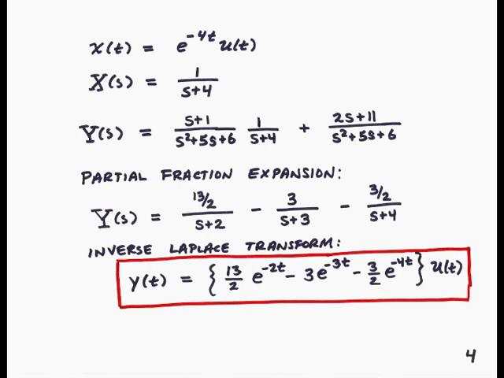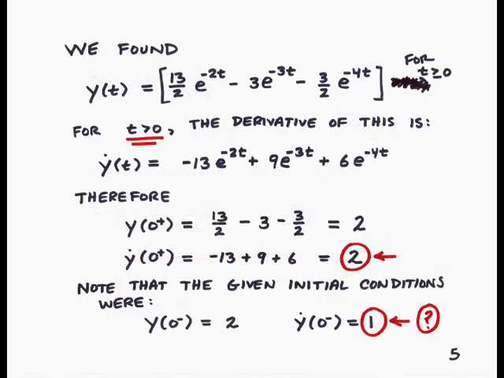This is the response due to both initial conditions and to the input x of t. Okay, we have our solution for y of t, and what I want to do now is explore a little bit more about the initial conditions at time 0 minus.